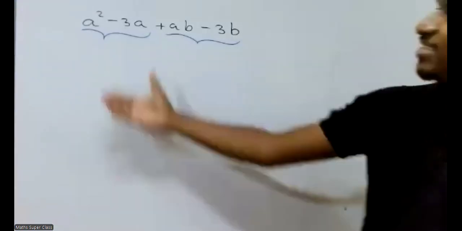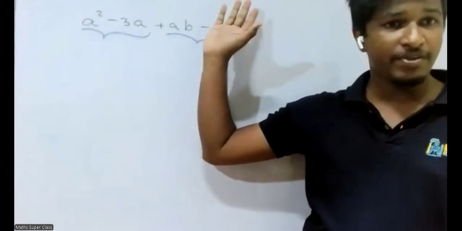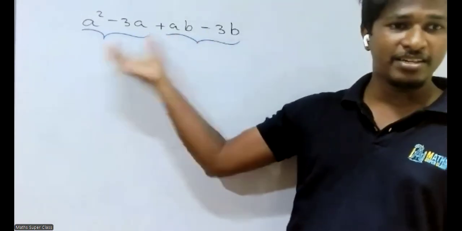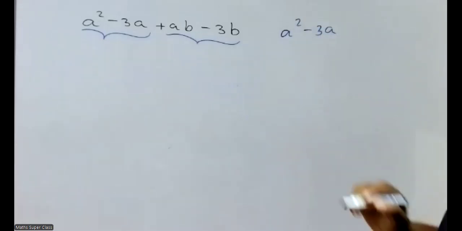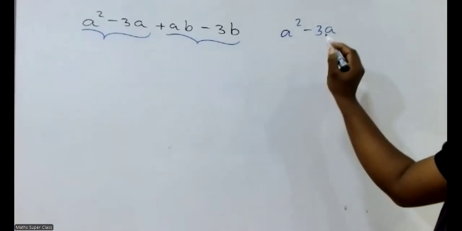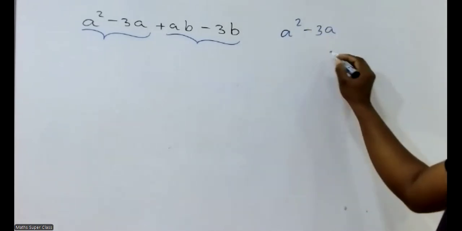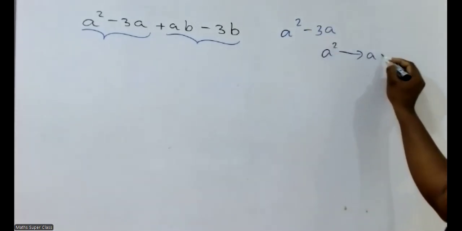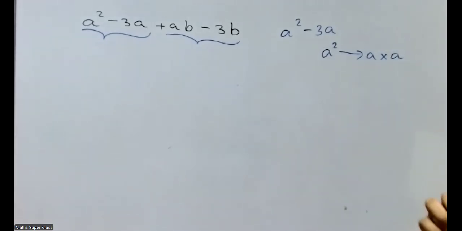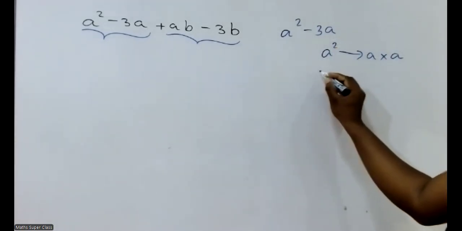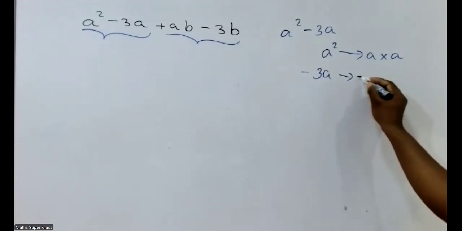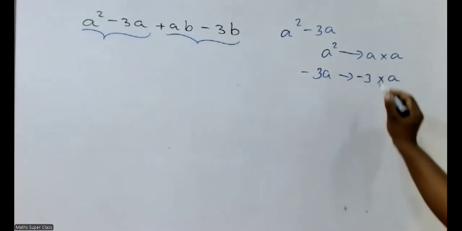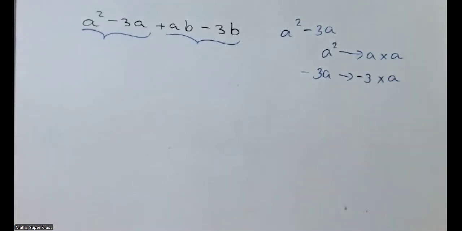Here now, you have to find out the factors of this one. How do we do this? This is like the things we did previously. That means today we have done this part. a square minus 3a. So a square and 3a. What are the common factors? a square means a into a. 3a means minus 3 and a. See, what are the common factors in this one?